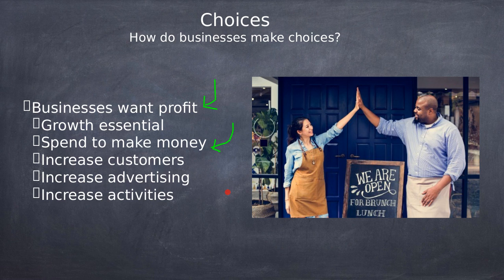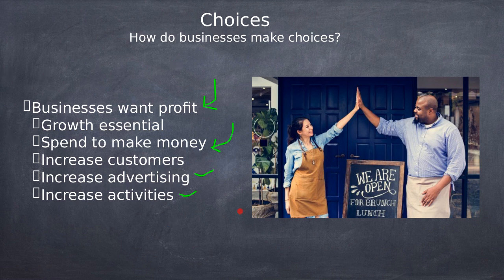So if you spend some money, maybe you're expanding your items that you're selling from 4 to 10, you've got to buy those 6 other items, or at least buy the things that you need to make those 6 items. So that'll increase your customers. You need to increase your advertising, and you need to increase your activities within your store. So that's how everything works inside a business.